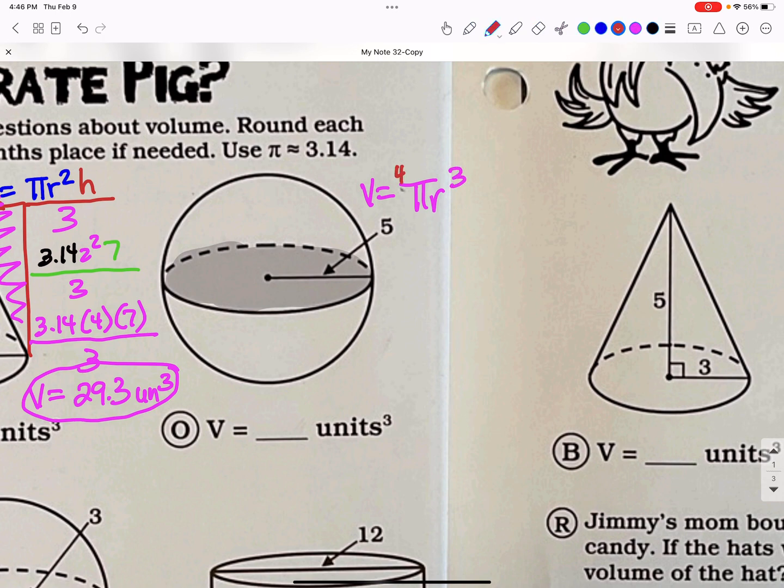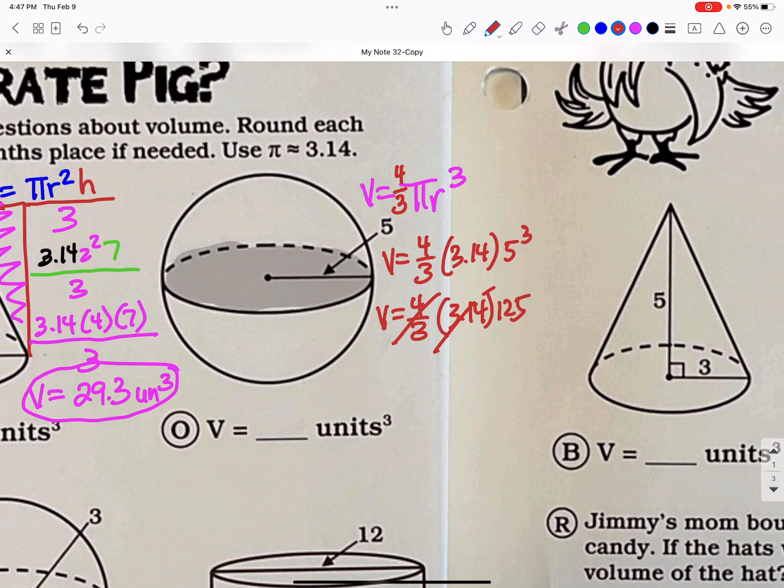And for this one, there's that random fraction. Hopefully you guys remember that. So this one is volume equals 4/3 times 3.14 is pi, and our radius is 5 to the third power. So 5 times 5 times 5 is 125. In my calculator, I'm going to do 4 divided by 3, times 3.14, times 125 equals 523.3 units cubed. All right, there's my volume.